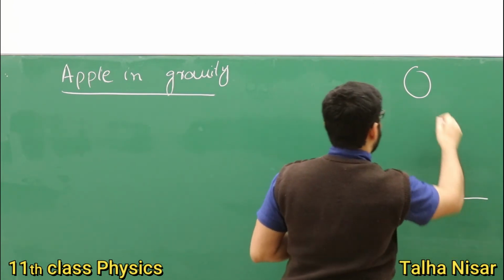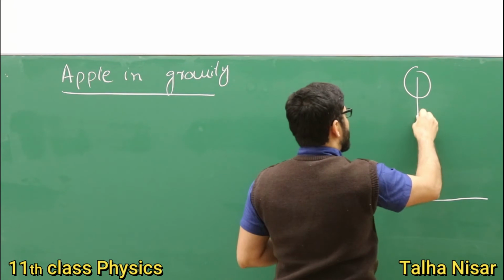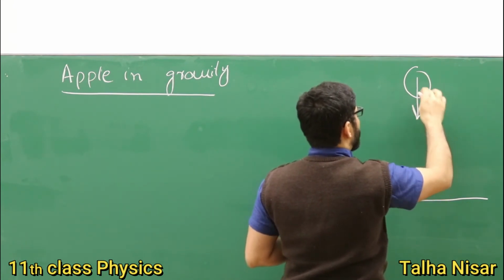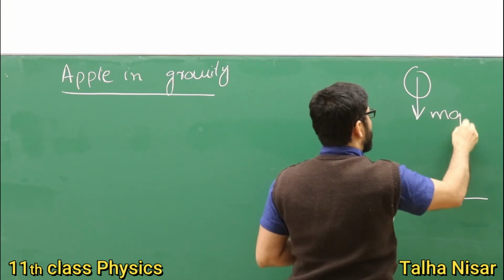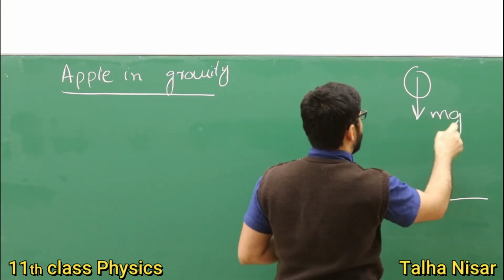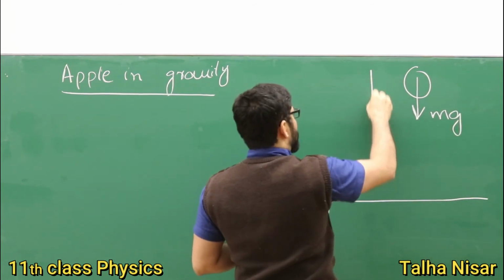So this is the ground. When we let it go, there will be a force acting on the apple, which will be the gravitational force, which is mg, and this is the height.